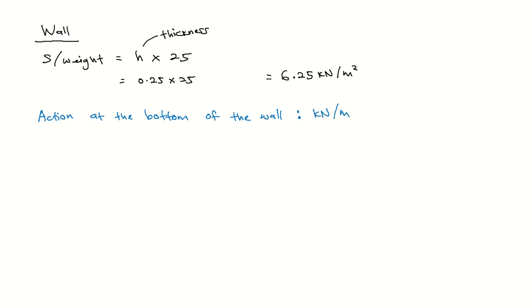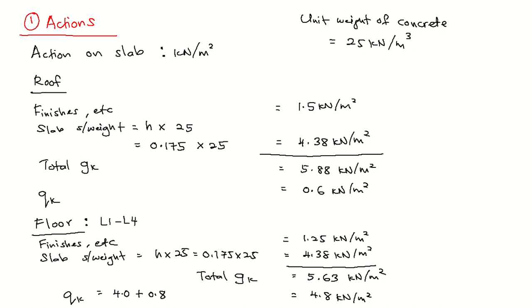Here it is in unit kilonewton per meter. For action of the slab and also of the wall, that coming from the wall, it is in unit kilonewton per meter square. But now we want to figure out what is the action at the bottom of the shear wall in unit kilonewton per meter. So first, from previous slide, you have the roof, you have the floor, and at each roof and floor you have the GK and you have the QK.